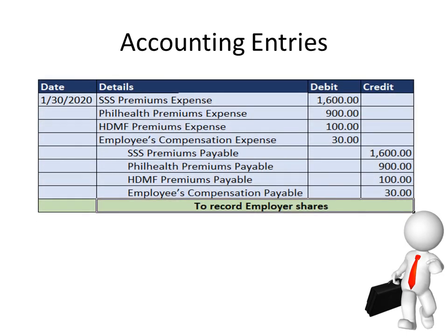Okay? We do the journal entry. We first journalize all our employer's contribution. So we debit SSS premium expense 1,600, PhilHealth premium expense 900, PagIBIG or Home Development Mutual Fund premium expense 100, and employees compensation expense 30. So we credit all the payables, the counterpart. So SSS premium payable 1,600, PhilHealth premium payable 900, Home Development Fund premium payable 100, and then employee compensation payable 30.